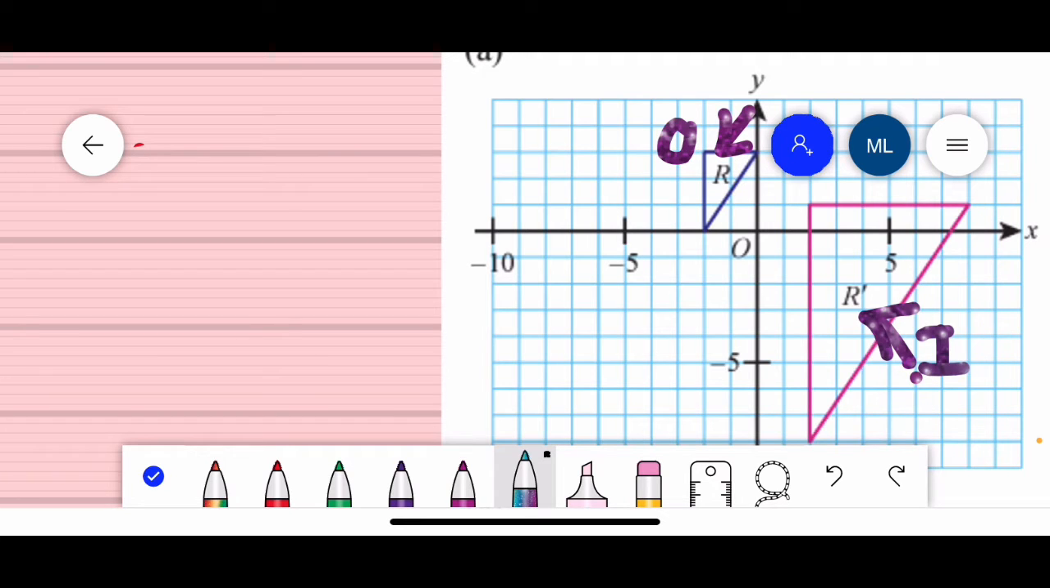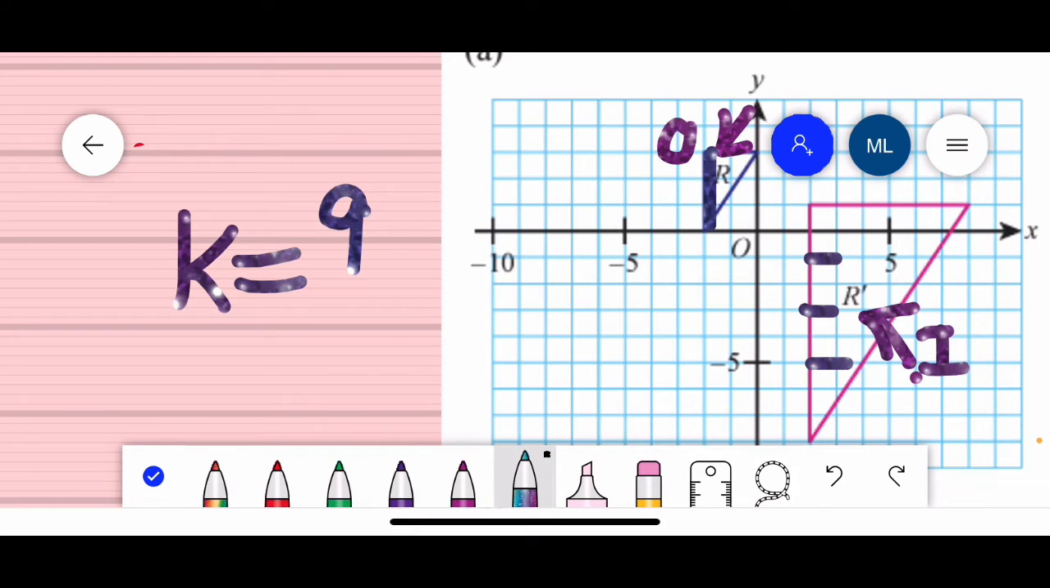So we need three things. One is of course the transformation itself, which is enlargement, and for the scale factor we always use a formula. We count the image first, 6, 9, and then the object, 1, 2, 3. So we have scale factor 3, right?